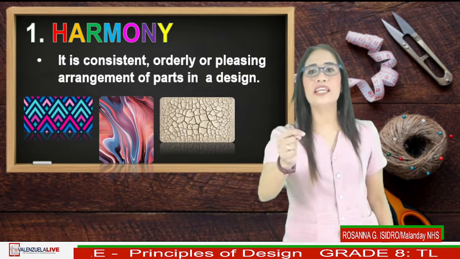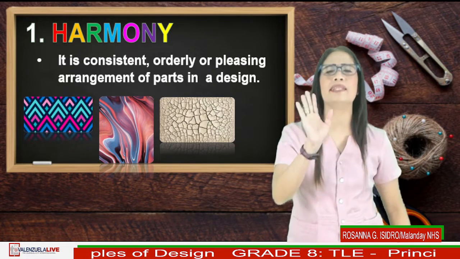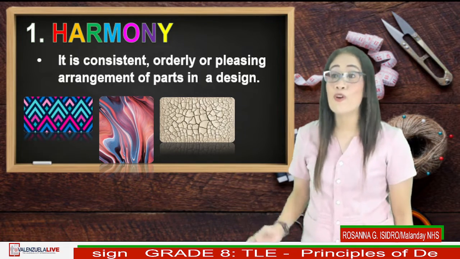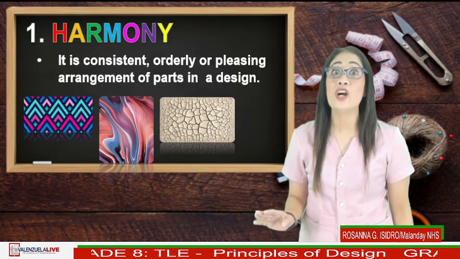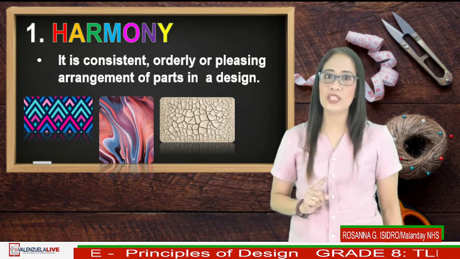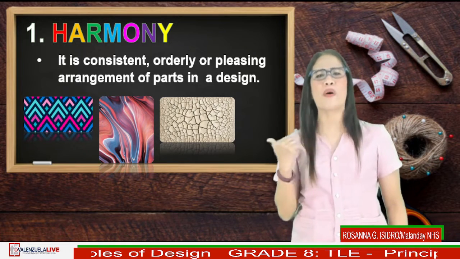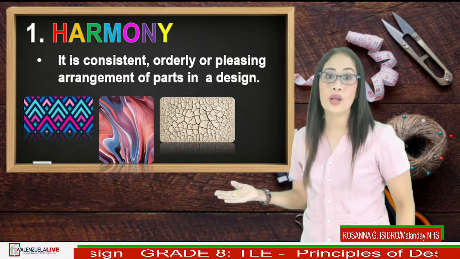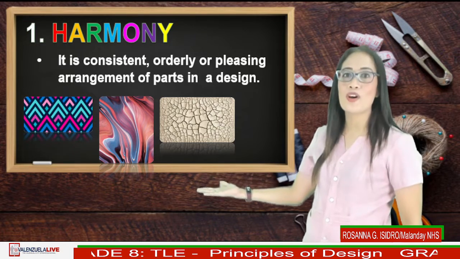Okay, harmony is a consistent, orderly, or pleasing arrangement of parts in a design. Harmony can be achieved using colors, shapes, and texture to give a feeling of oneness. Harmony is the law of unity with variety. This principle infers repetition of line, form, shape, and size. These are the examples of harmony.